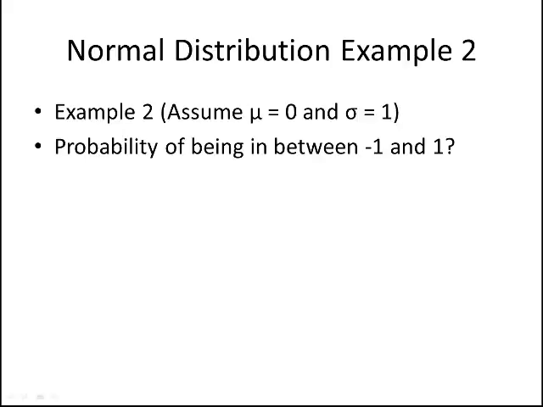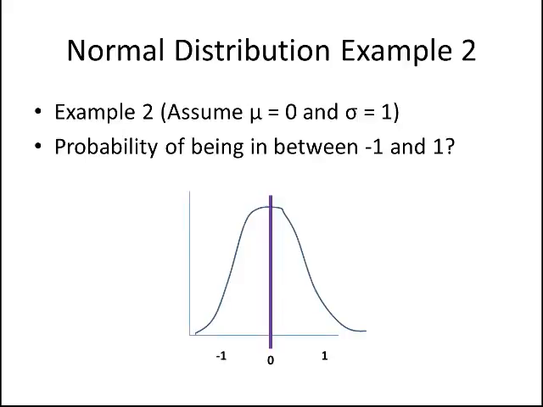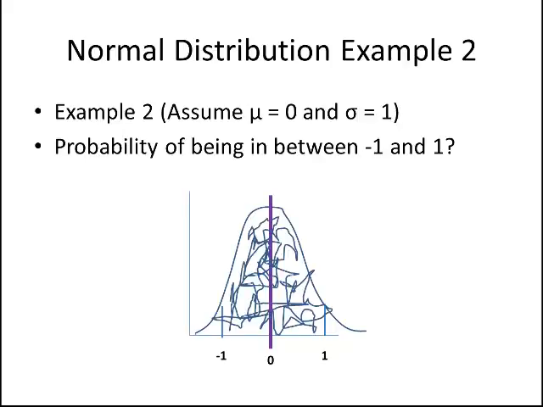In example 2, we're going to assume, again, that the standard deviation, or sigma, is equal to 1 and the mean is equal to 0. And we want to know, in this case, what's the probability of being in between minus 1 and 1? So let's look at our distribution again. In this case, we've got our mean of 0, our standard deviation of 1, sigma 1. And we want to know the probability of being in that scribbled in shaded area.